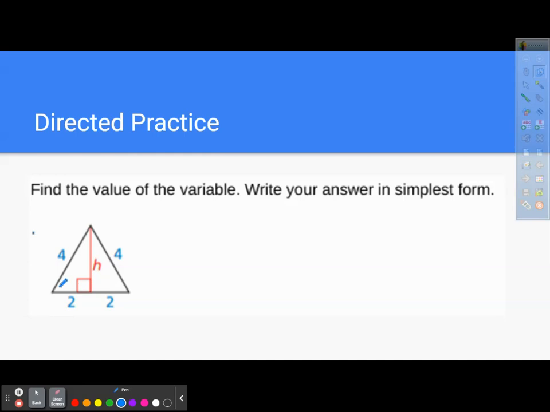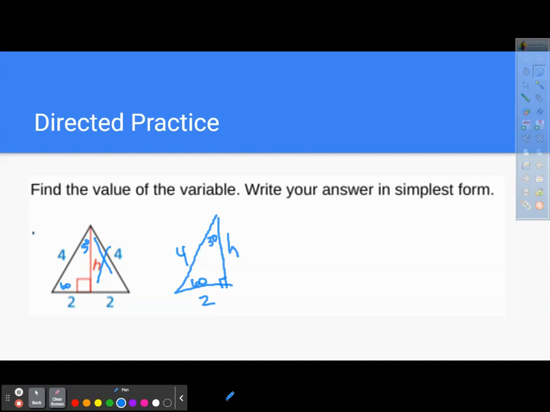Well, that one's 90, so that makes this angle 60. Well, if this whole entire angle is 60, what's this part here going to be? 30. So forget about this side of your triangle. You have a 90, 60, 30 triangle. This side here is 2, this side is 4, and they want you to find H.